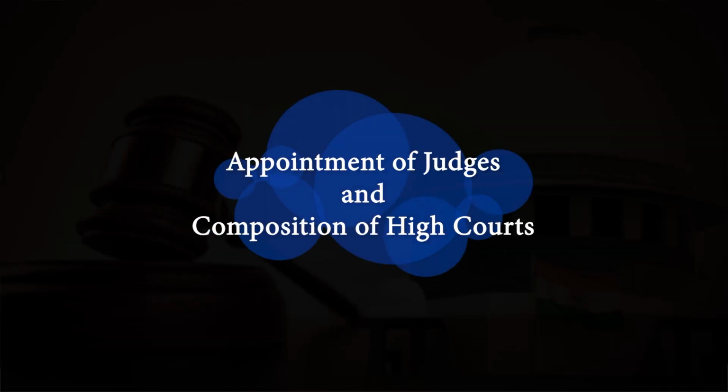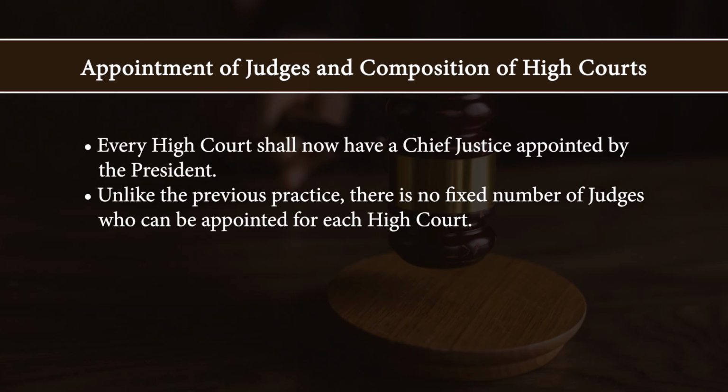Well, now let us understand the criteria for appointment of judges and the composition of high courts in our country. During the British era, each high court consisted of a Chief Justice and a maximum of 15 other puisne judges. However, significant alterations were made to the composition of the Indian high courts later on. Every high court shall now have a Chief Justice appointed by the President.